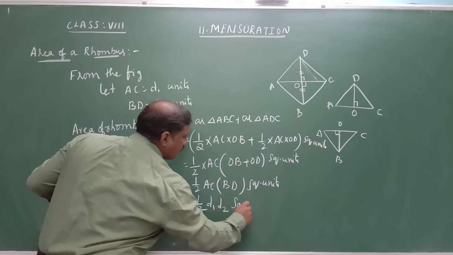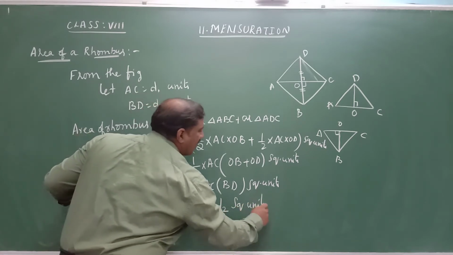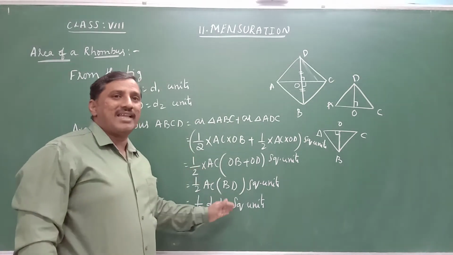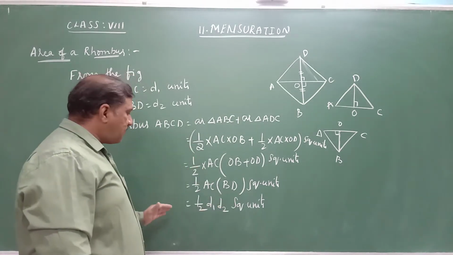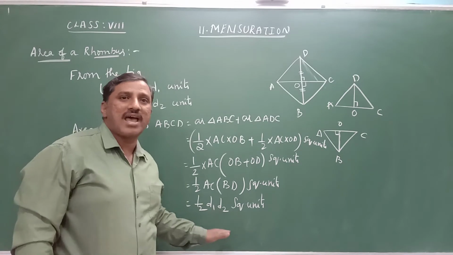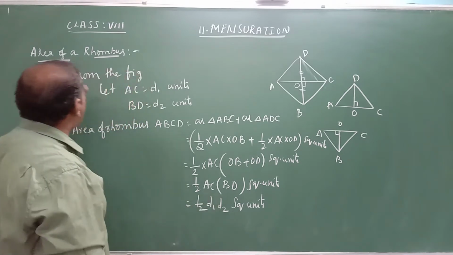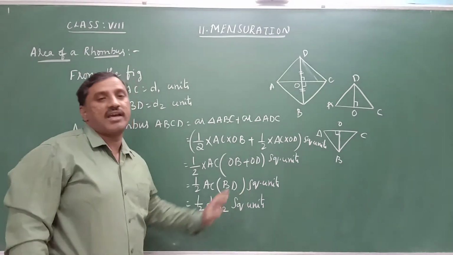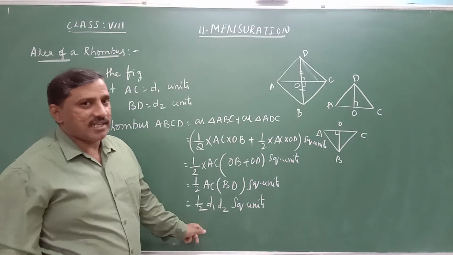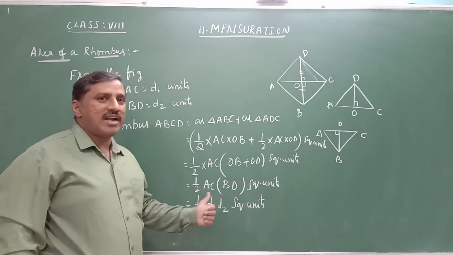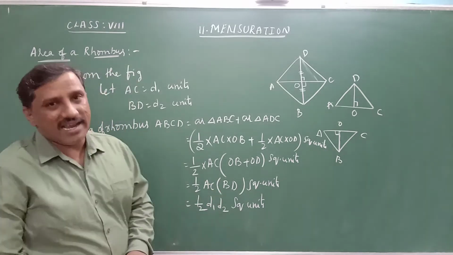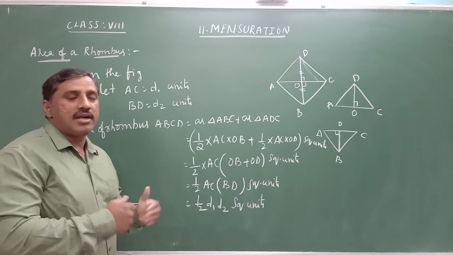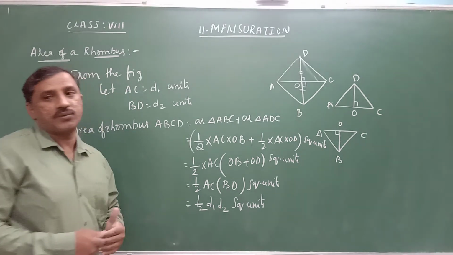So in words we can say that it is half of the product of the lengths of two diagonals. Half of the product of the lengths of two diagonals is the area of a rhombus, that is half into D1 into D2 square units, where D1 and D2 are the lengths of the two diagonals. Is it clear, children? Area of a rhombus is half into D1 into D2.